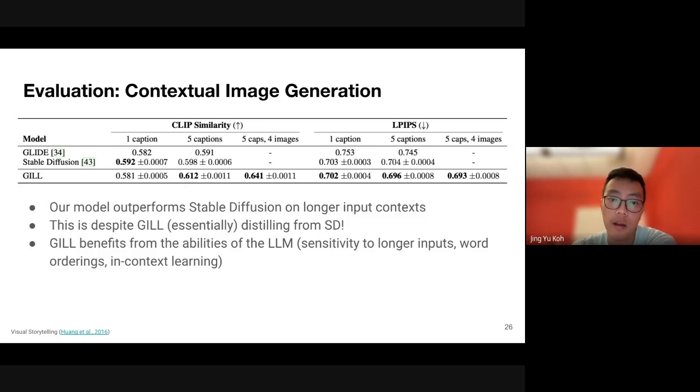And interestingly, if you provide all the 5 captions as well as the 4 previous images of the sequence, our model does significantly better, which suggests that it's able to condition on the image content in the previous images and produce stylistically and semantically relevant images. Previous models like Stable Diffusion and other similar generative models can't really condition on images very directly, and they can't really condition on multiple images and multiple captions. So this is an encouraging result because it shows that Gill is able to leverage the abilities of the language model to produce better images conditioned on multimodal inputs.